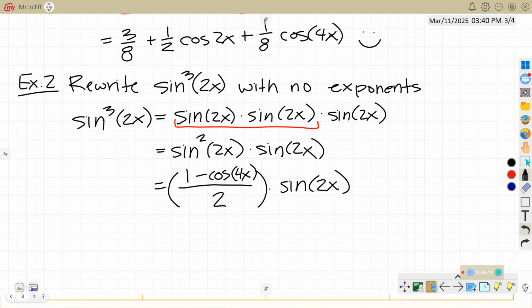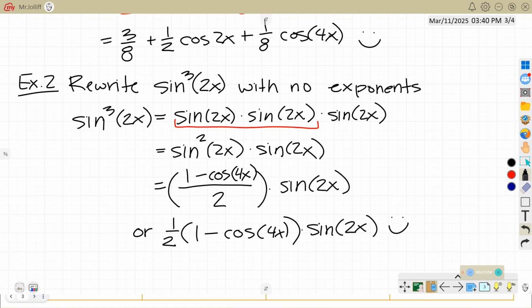Sometimes what you will see is you will see mathematicians take that division by 2 out in front as a fraction. So sometimes mathematicians will write this. But that's as pretty as that'll get. Got rid of the exponents. I only have sines and cosines. Followed directions. Yay!